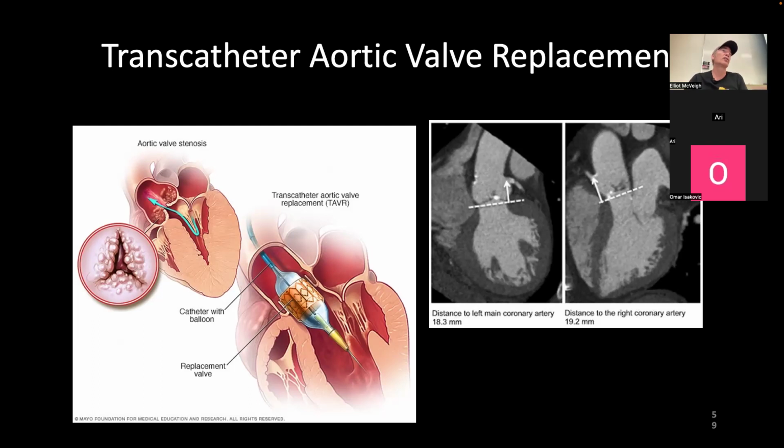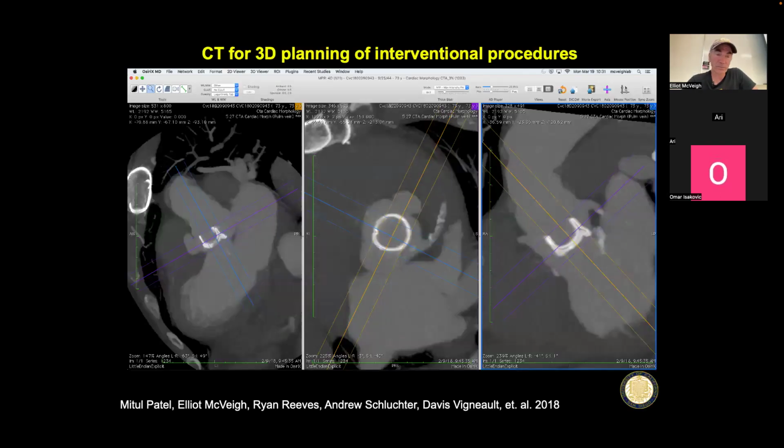And then they put it in under X-ray fluoroscopic guidance. And usually they'll have echo in there as well, right, in the lab. But the CT is always available to take a look.